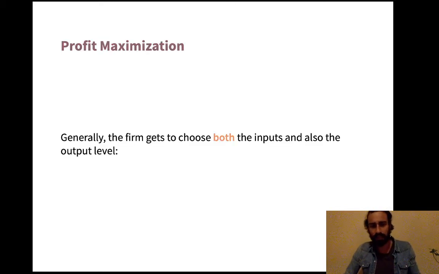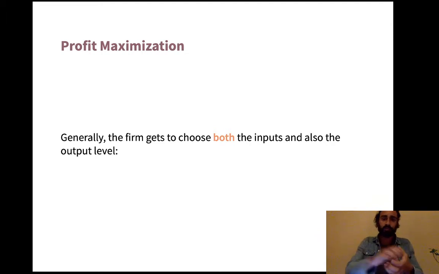So in general, a firm gets to choose both the inputs and the output level, right? Now, of course, you can't just choose the input and the output level independently. Whatever inputs you choose are going to implicitly determine the output level because there's a production technology which converts the inputs into an output using a fixed process that was given by this production technology, which is called F.